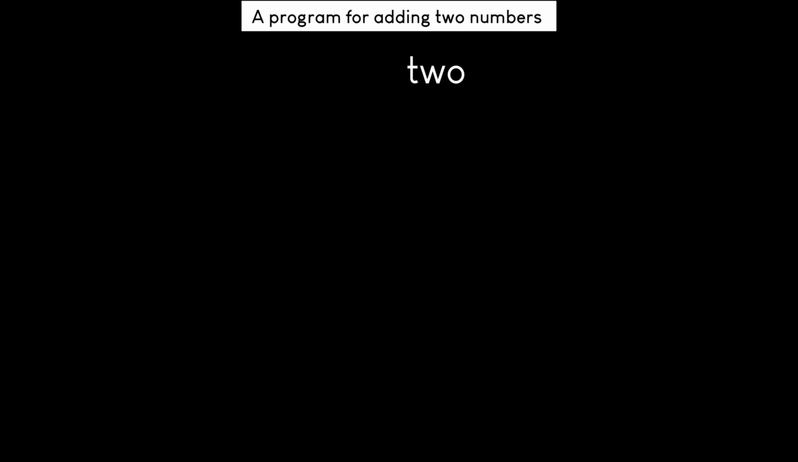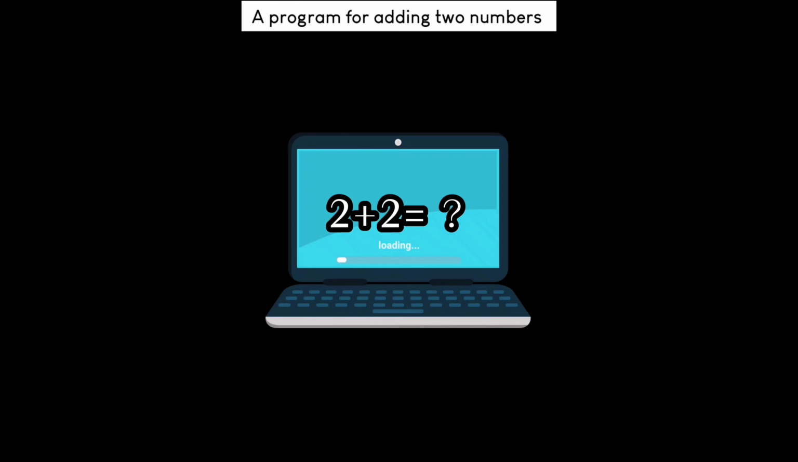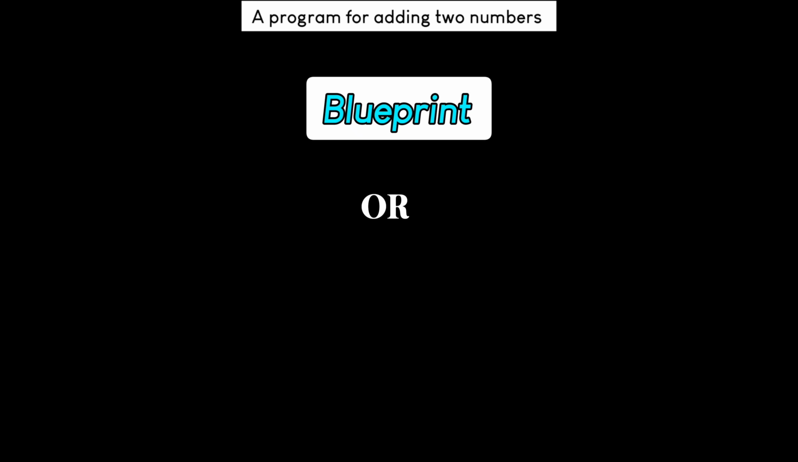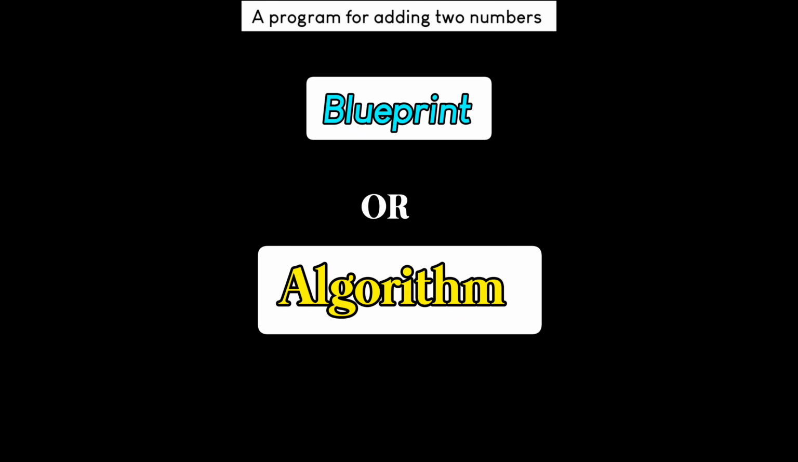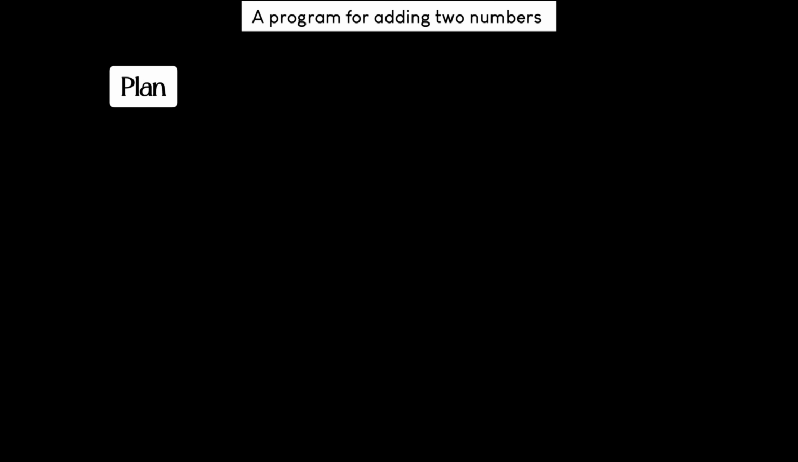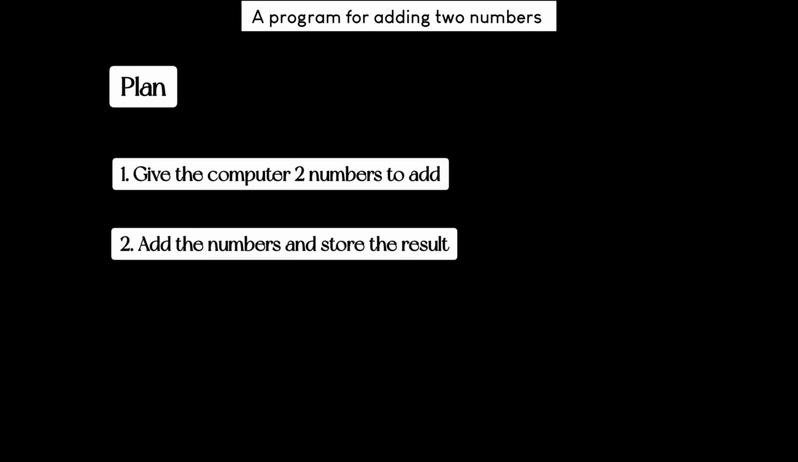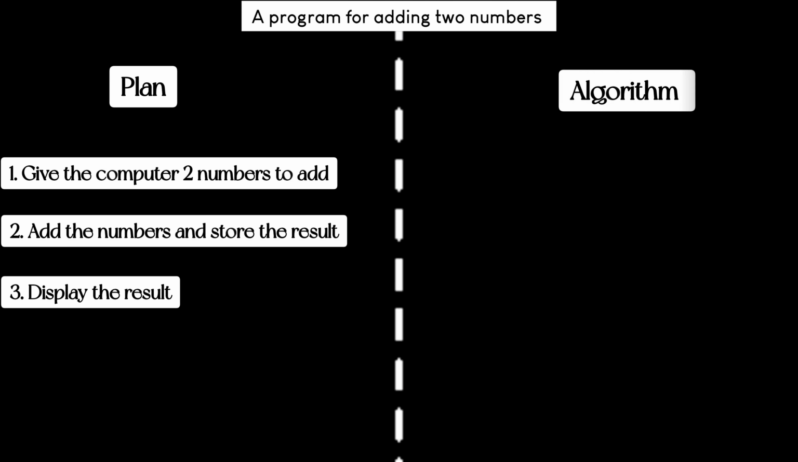Let us take one last example and make our intuition concrete. Suppose we want to write a program that will add two numbers and then show the result on the computer's display. So, what will be the blueprint or the algorithm for this particular program? Well, first, we need to give the computer two numbers to add. Then it will add those two numbers and store the result somewhere. Then it will show the result on the computer's display. So, these steps can be written as follows.